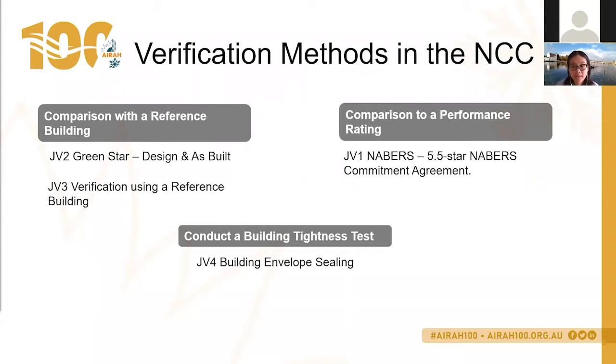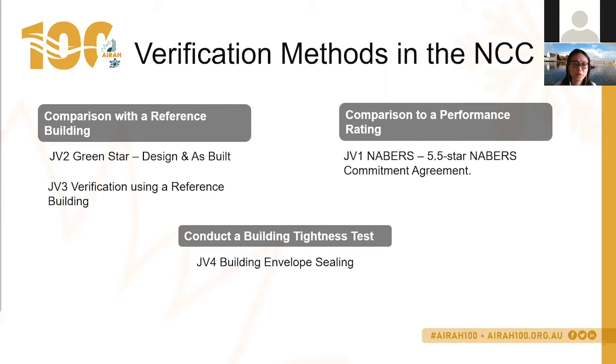When you're doing any thermal and energy modeling, so that's what you need to do for JV1, JV2, and JV3, there is a new requirement here, and that is to ensure that the software you're using complies to AIRAH 140. And essentially, AIRAH 140 provides a standard method of tests, a testing method to ensure or evaluate how robust your building energy analysis software is.